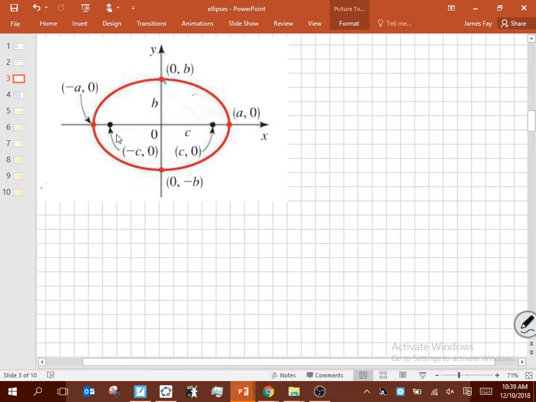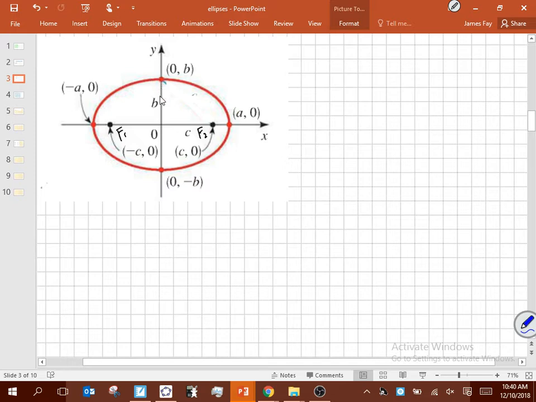We've got these points here. That's my focus 1. This is my focus 2. We just let those be arbitrary values, negative C, positive C, and they're on the major axis. These are referred to as vertices: negative A, comma 0, and A, comma 0. And we can call these the minor axis vertices, or the endpoints of the minor axis. But every ellipse is going to have that information.